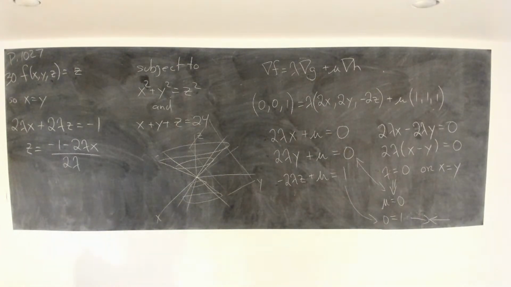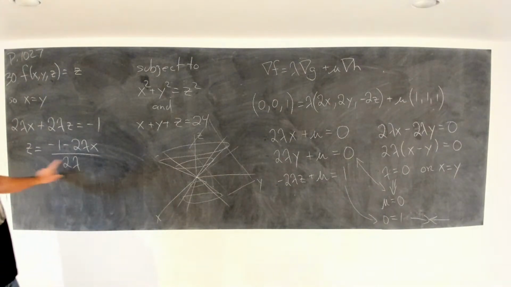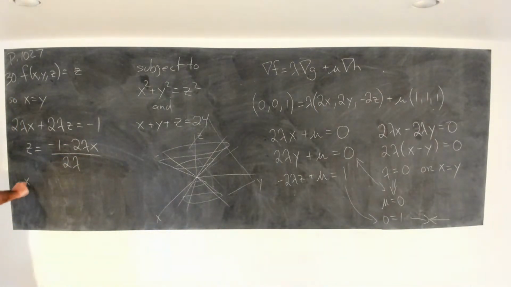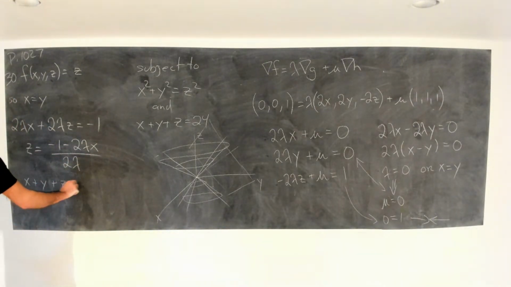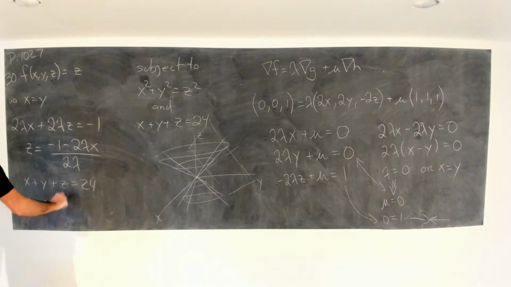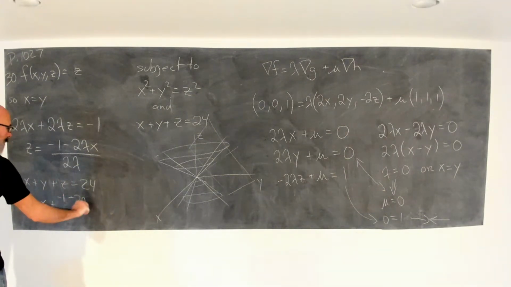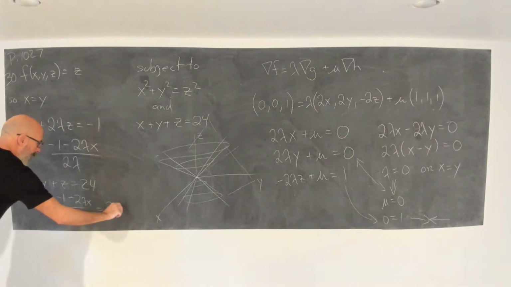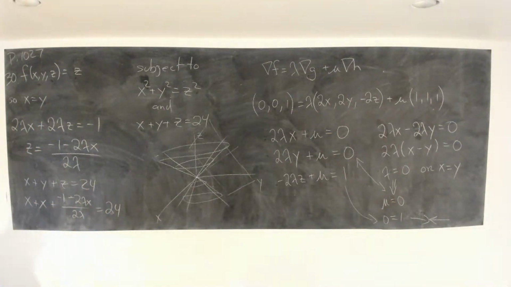All right, so yeah, so we're fine. So z is this. Maybe we want to plug everything into this: x plus y plus z equal to 24, where x and y are the same, and z is this. So we have x plus minus 1 minus 2 lambda x over 2 lambda is equal to 24.